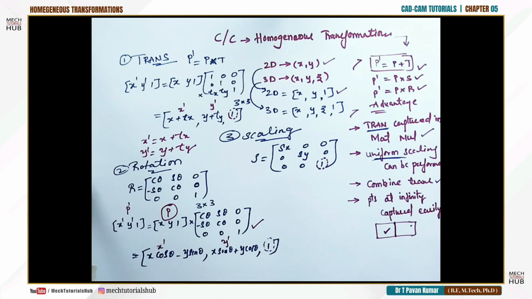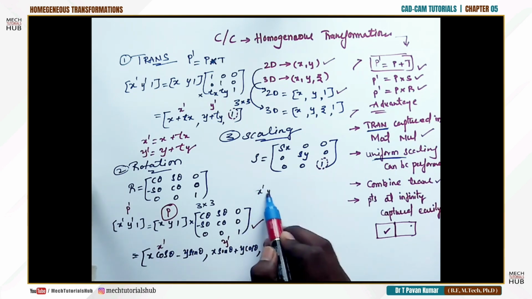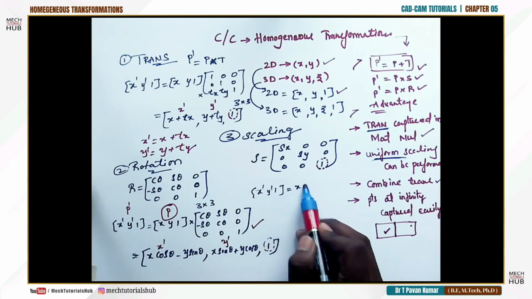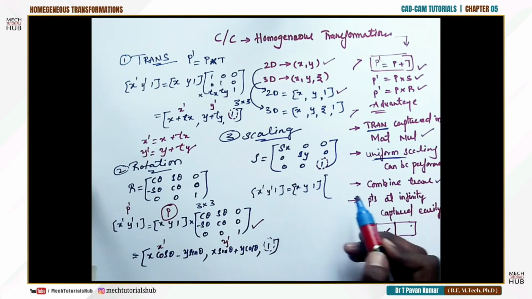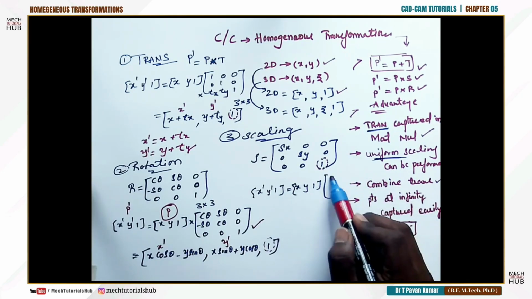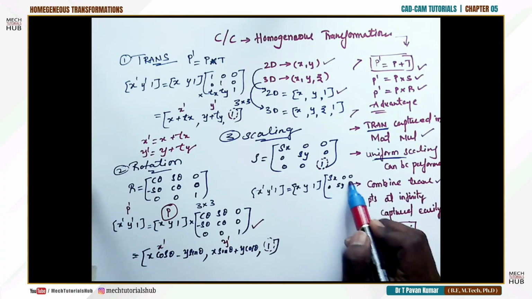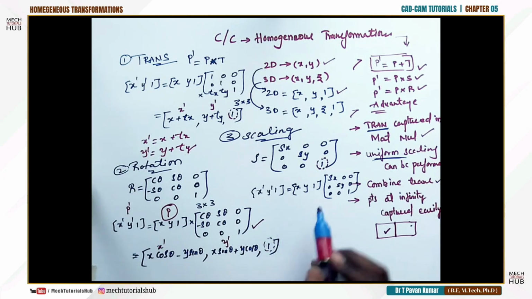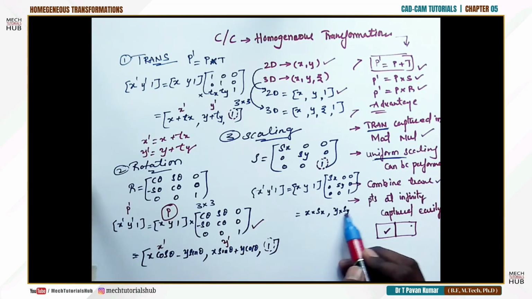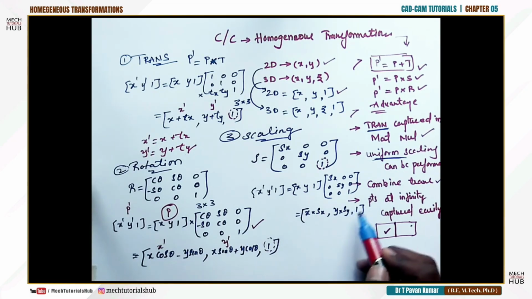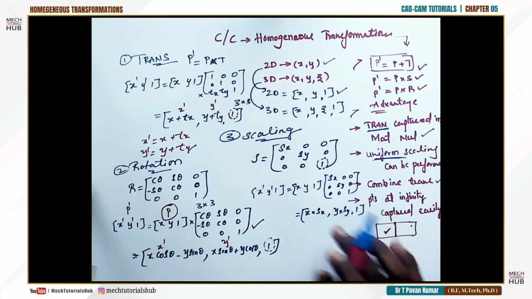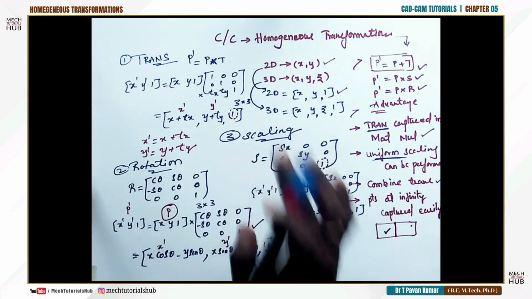Now the same equation, in equation form, can be written in this format. X prime, y prime 1 is equal to x y 1, again multiplied by the same matrix Sx 0 0, 0 Sy 0 and 0 0 1. Finally you are going to get x multiplied by Sx, comma y multiplied by Sy, comma 1. In no way does this 1 affect anything ultimately. So here we have justified all the statements with respect to the equations.